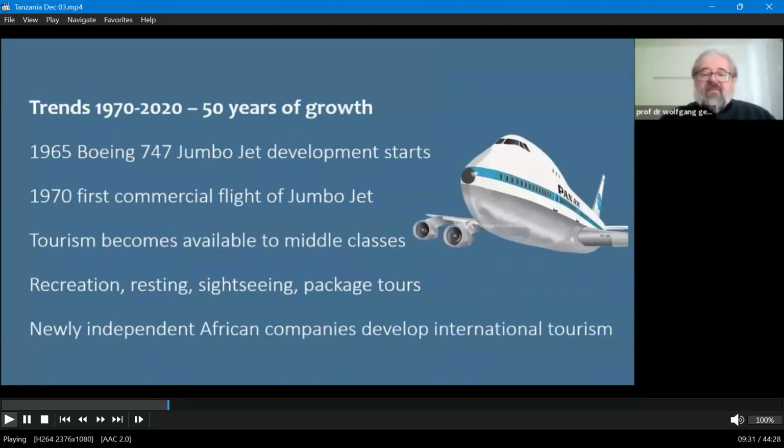We had 50 years up to the pandemic of growth in tourism, based in many ways on the development of affordable air transport, making it affordable for more people, even the middle classes, to fly long distance. That was based on the idea that tourism is about recreation, resting, and sightseeing, and was mostly organized in package tours. And for Africa, after independence, that was one of the easiest ways to start earning some hard currency, by making use of nature in the form of safaris or beaches to attract international visitors.